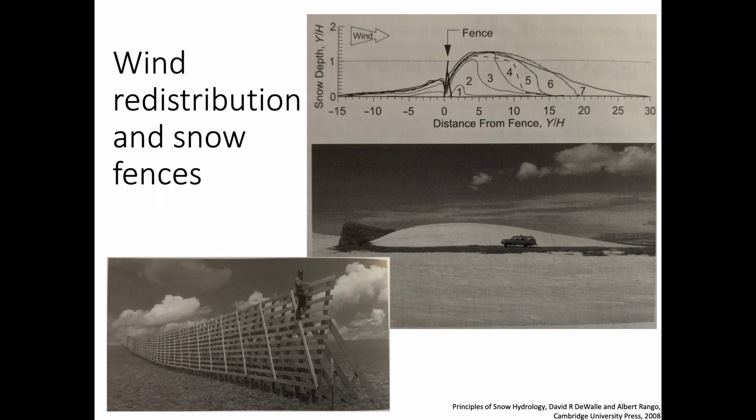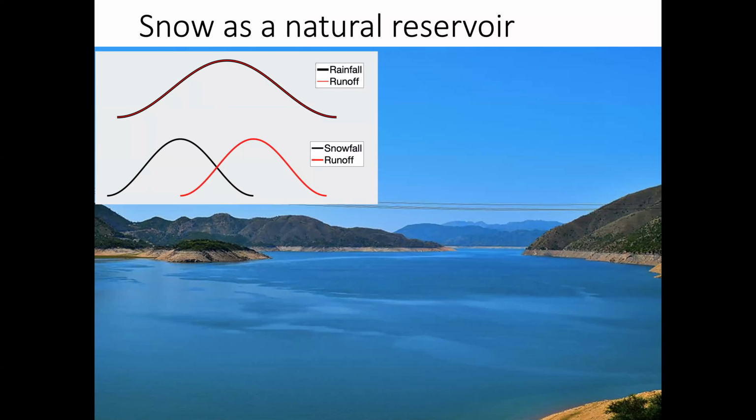For this example, only 15% of the snow accumulates upwind. Snow fences are used by farmers to create drifts that help support growth as snow melts, and they're also used in windy areas to protect roads.